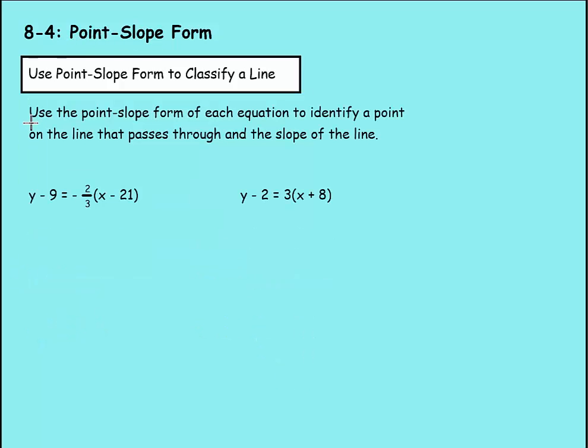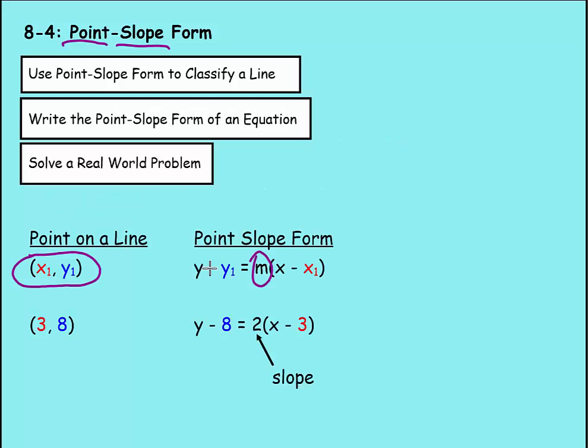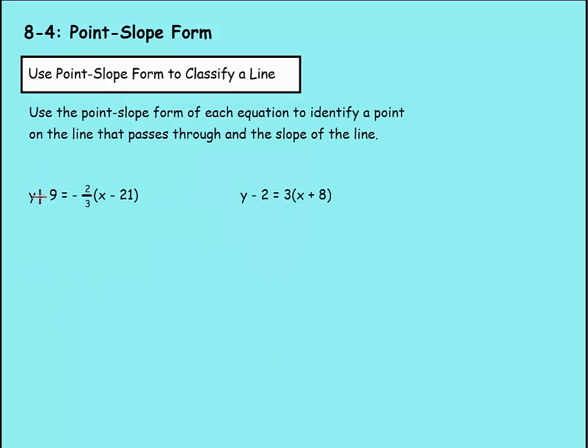Let's try these out. It says use the point-slope form of each equation to identify a point on the line that it passes through and the slope of the line. So for example, if we have y minus 9 equaling negative 2/3 times x minus 21, if you remember back to our point-slope form, we are subtracting y1 and subtracting x1. So on the left here we are subtracting y1, meaning we are subtracting a positive 9. So I know my y equals positive 9. We are subtracting x1 over here, which is positive 21. So that would be 21 for x and 9 for y.